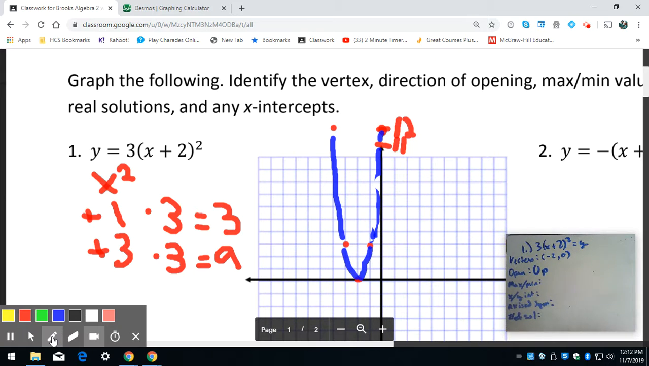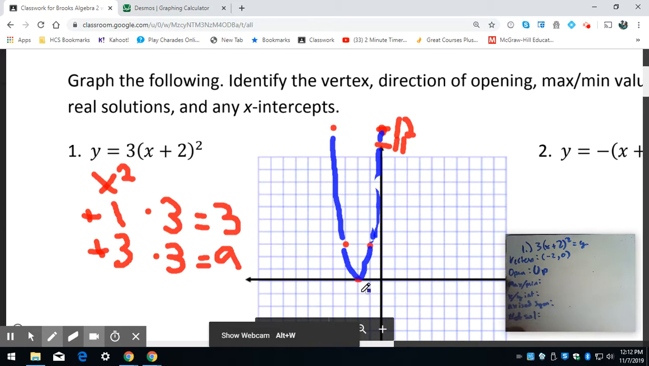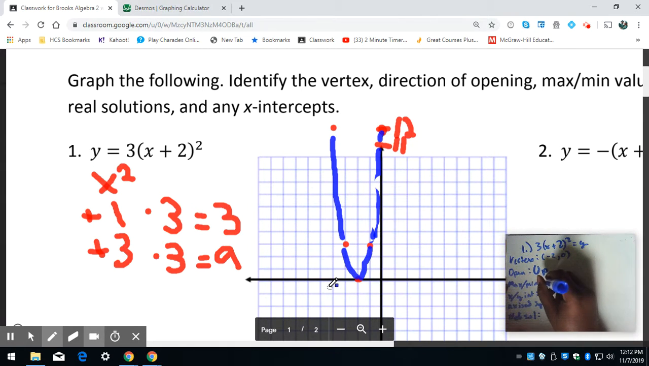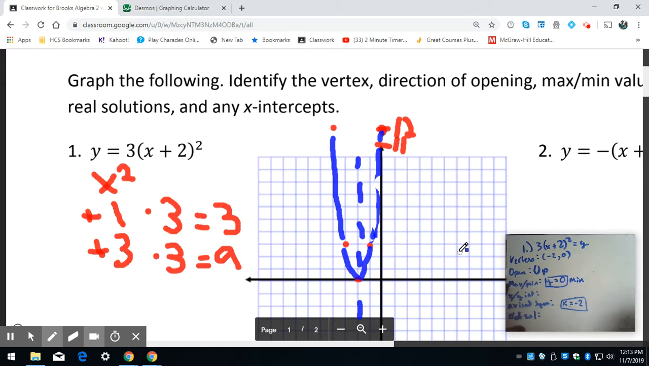Then, all right, so what are we going to do? So it opens up. Is it going to have a maximum or a minimum value? Well, minimum, obviously. It opens up. Your vertex is right here. So the minimum is always the y value of my vertex. So y equals 0 is my minimum. It's going to be a min. There is no max. Then my axis of symmetry is just the x value of my vertex. So x equals -2 is my axis of symmetry. Notice, if I drew a line right here, that is definitely my axis of symmetry. You get the idea. Right?